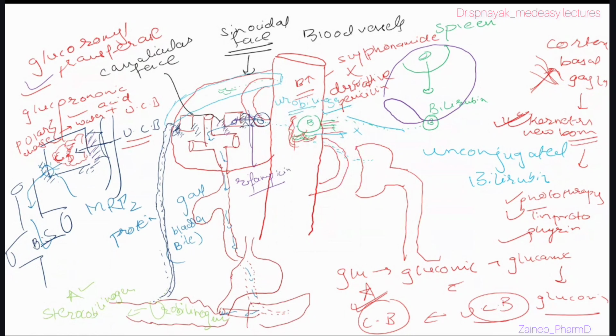And since it is not protein bound, it can be filtered through the nephrons. It can be filtered through the nephrons, and it will be a component of the urine, urobilinogen. So this is the normal mechanism.